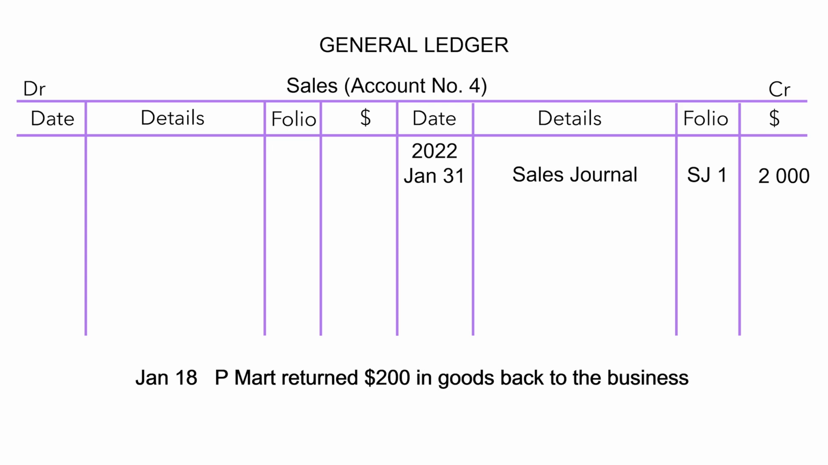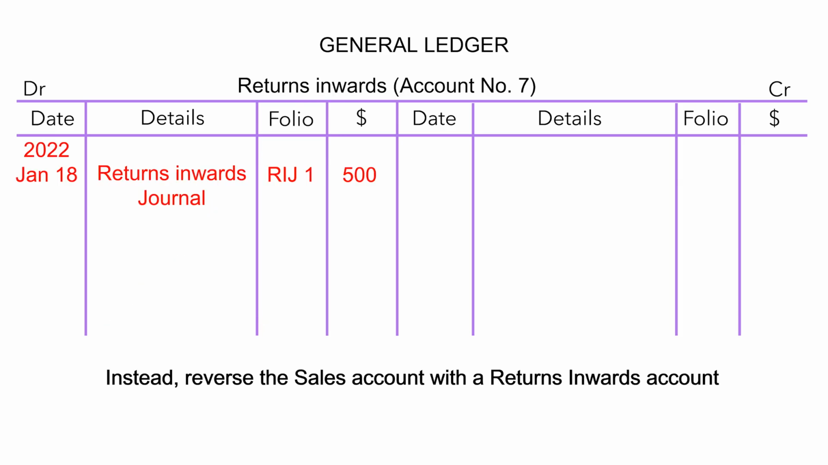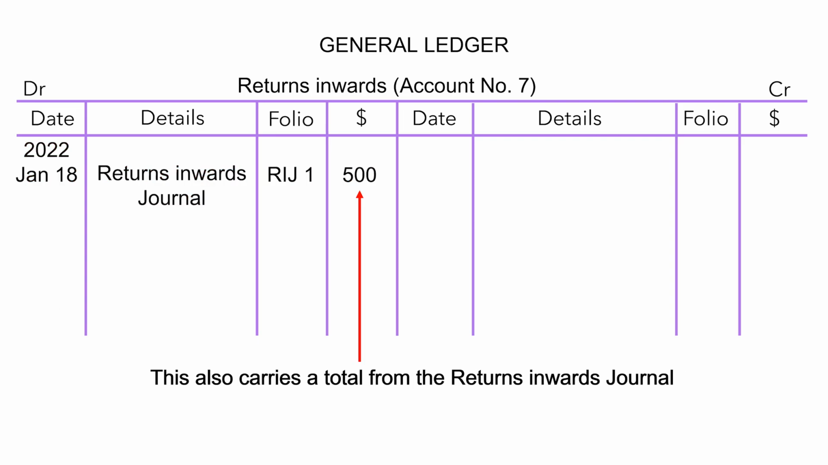January 18th, P-Mart returned $200 in goods back to the business. The sales account is never debited to record returns. Instead, reverse the sales account with a returns inwards account. This also carries a total from the returns inwards journal.